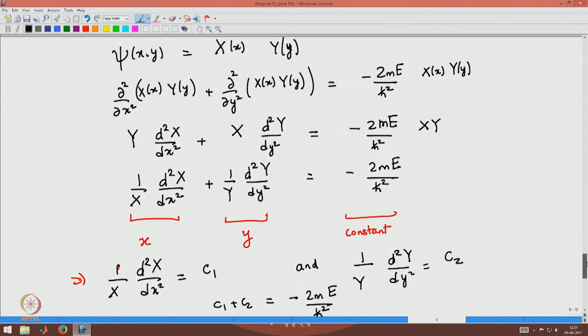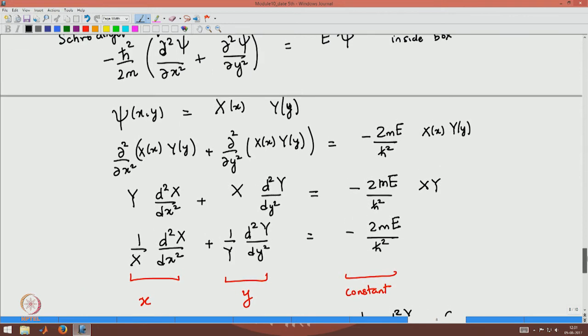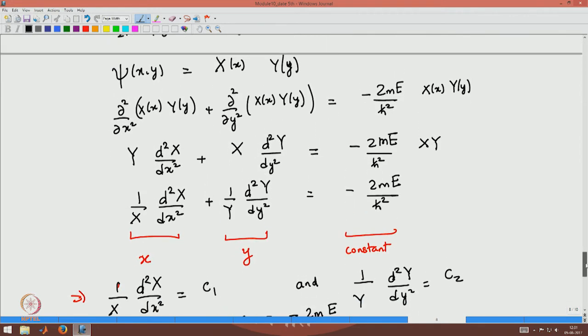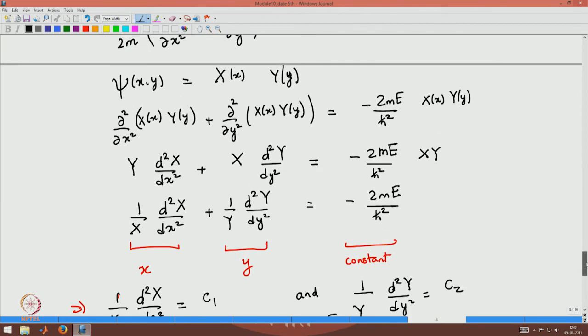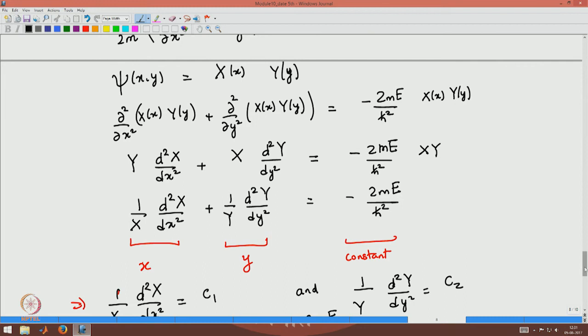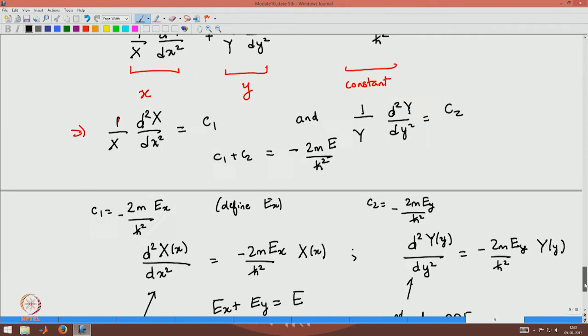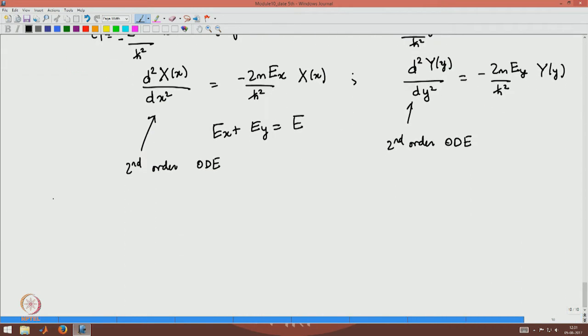Okay. Now in these cases the separation was very easy, okay, because your Laplacian just had a second derivative with respect to x and second derivative with respect to y. Okay. Now you can imagine that separation can be more complicated.